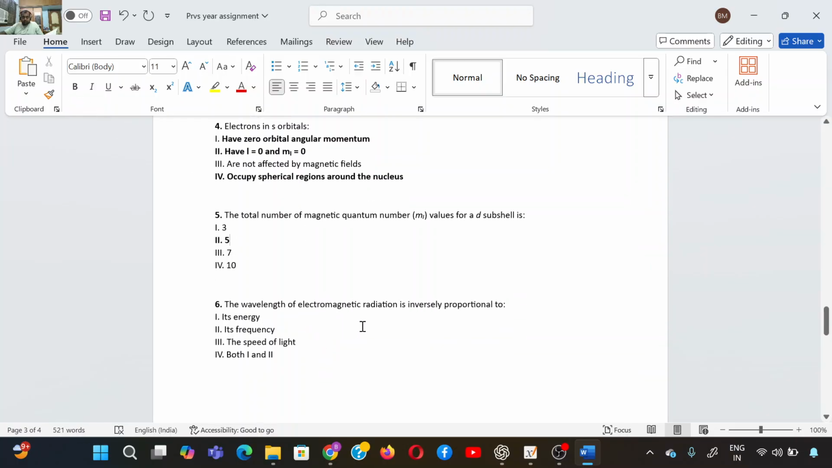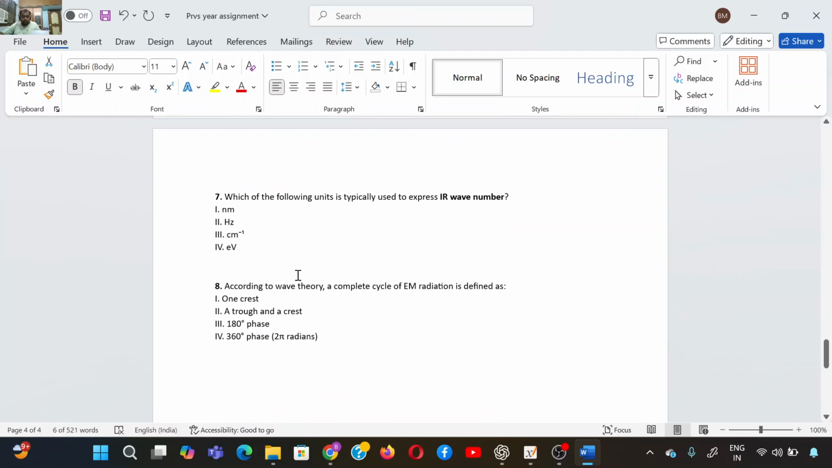The wavelength of electromagnetic radiation is inversely proportional to what? Its frequency and energy, right? Because I already explained to you that higher the wavelength, lower the frequency. They're inversely proportional. And if you see the energy equation, E is equal to h into c by lambda. So E goes as 1 by lambda, so it's inversely proportional to lambda. So both energy and frequency are inversely proportional to wavelength.